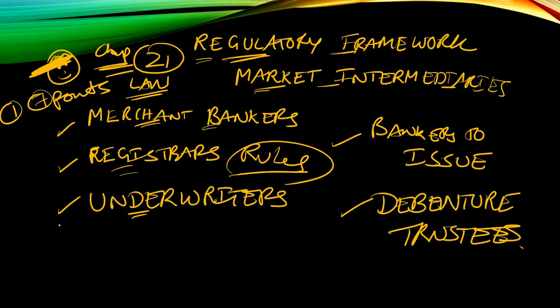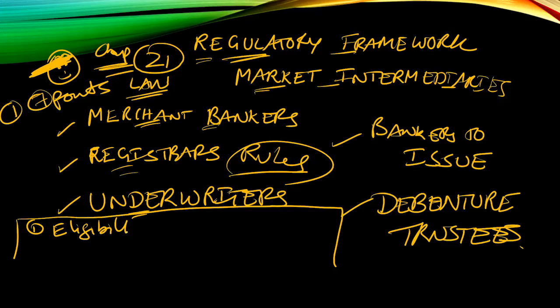So what are some of the things that we study in this chapter? We have to understand clearly. The first thing which we study in this chapter is relating to eligibility. We studied who is the market intermediary earlier, but now in chapter 21 we have to study who is eligible. Can anybody become? We have to know the eligibility. After eligibility, we have to know the capital requirement. To become an underwriter, what is the capital required? To become a banker to the issue, what is the capital required?